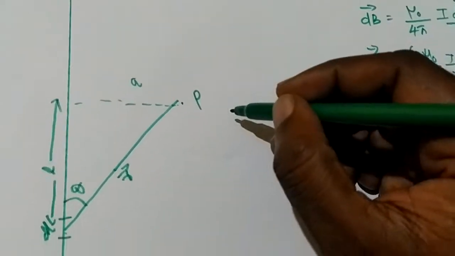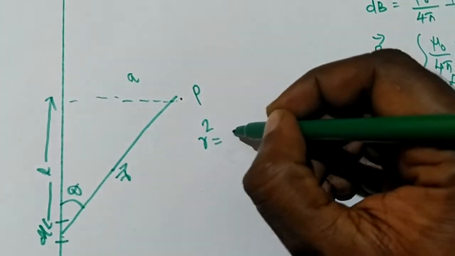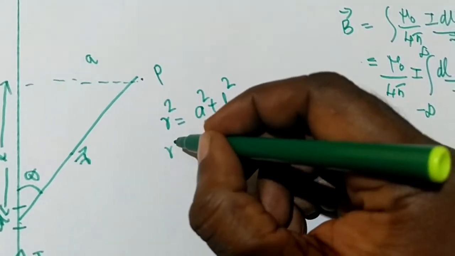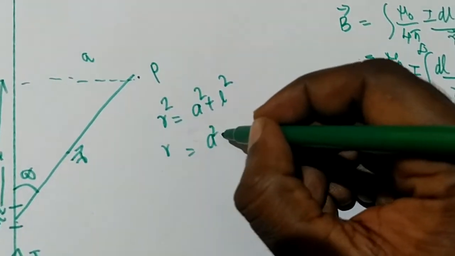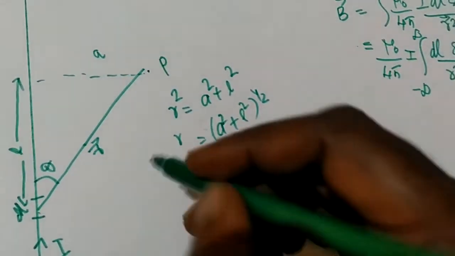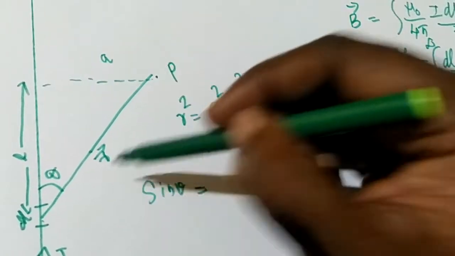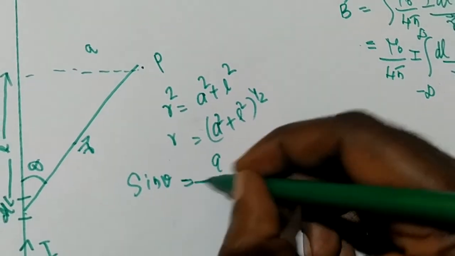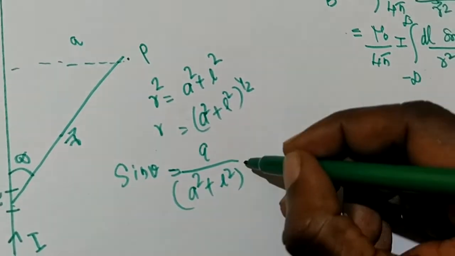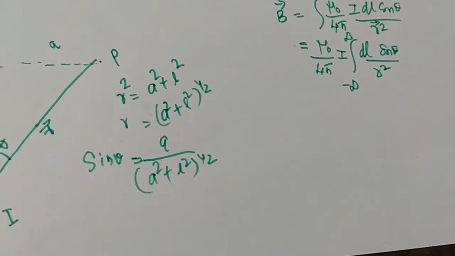What we do is, we know that r square is equal to a square plus l square. Therefore r is equal to a square plus l square the whole raised to 1 by 2. Also sine theta is equal to opposite side by hypotenuse, that is a divided by hypotenuse, a square plus l square the whole raised to 1 by 2. Now I substitute these quantities here.